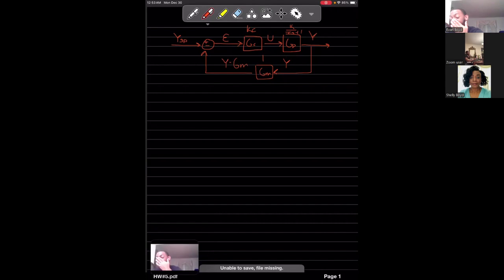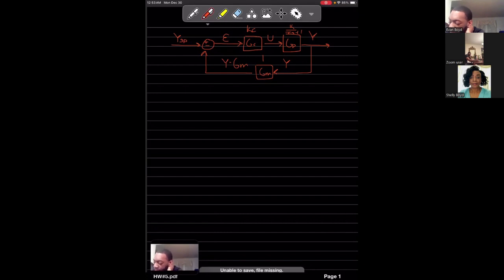So then we have the set point plus Y times the measuring device, which shoots out our error. Okay. But yeah, this is our closed loop system, same as we always use it.